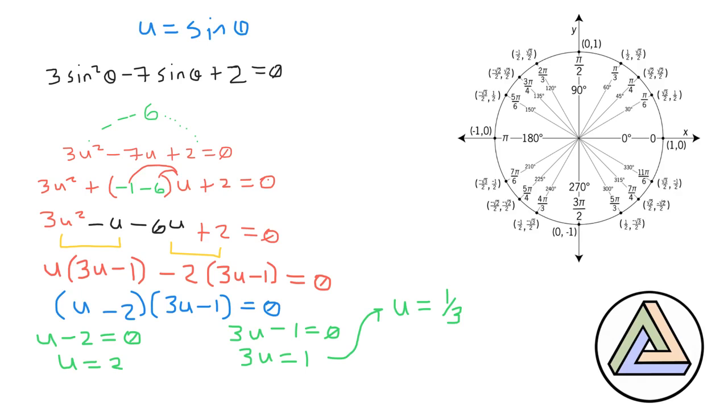So let's not forget, of course, that, okay, u equals 2, but what does u also equal? U also equals sine theta. So basically what we've just discovered is that sine theta equals 2. And what we discovered over here is that sine theta equals 1/3.